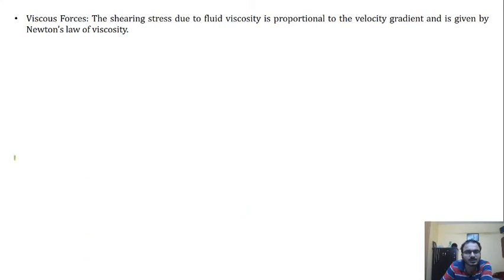Now the next part is the viscous forces, which we have already drawn in that previous figure. The shear stress due to fluid viscosity is proportional to the velocity gradient, and it is given by Newton's law of viscosity, which we have already studied in fluid mechanics, and it is given by tau is equal to mu into del u over del y.